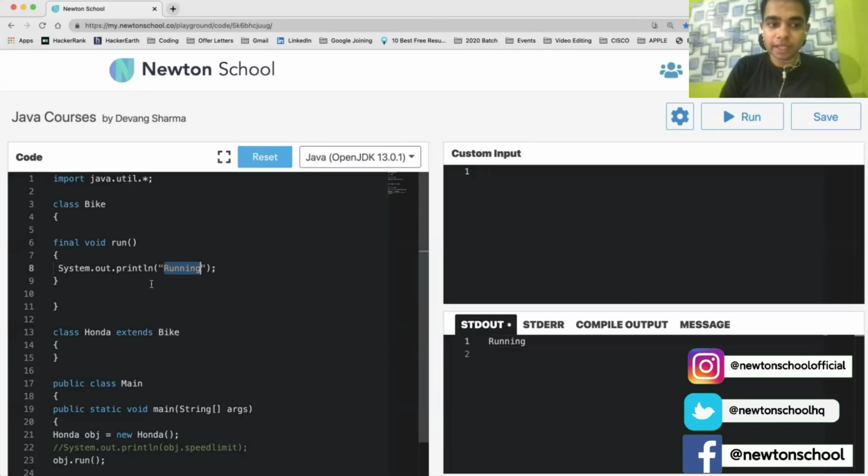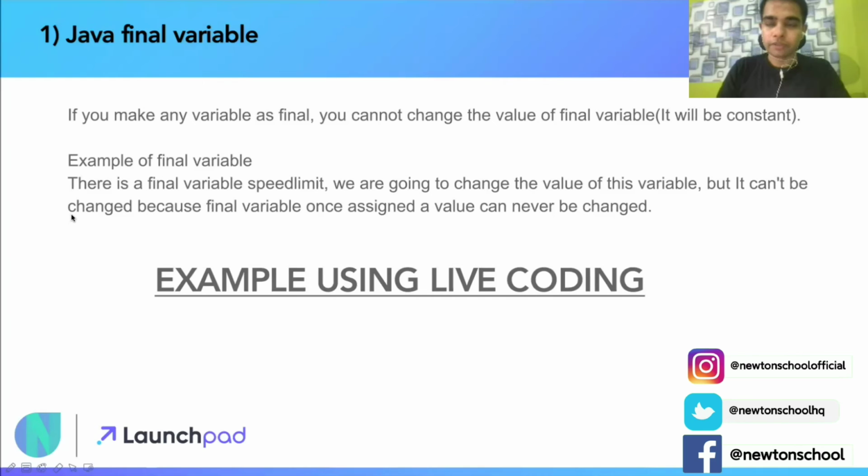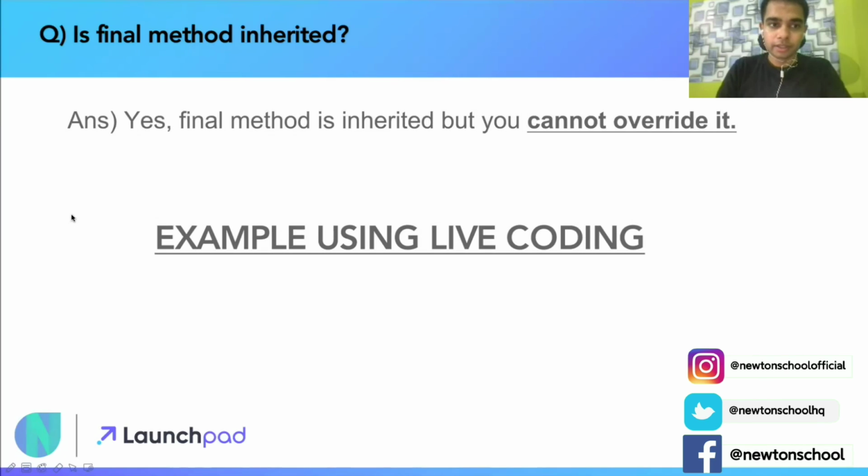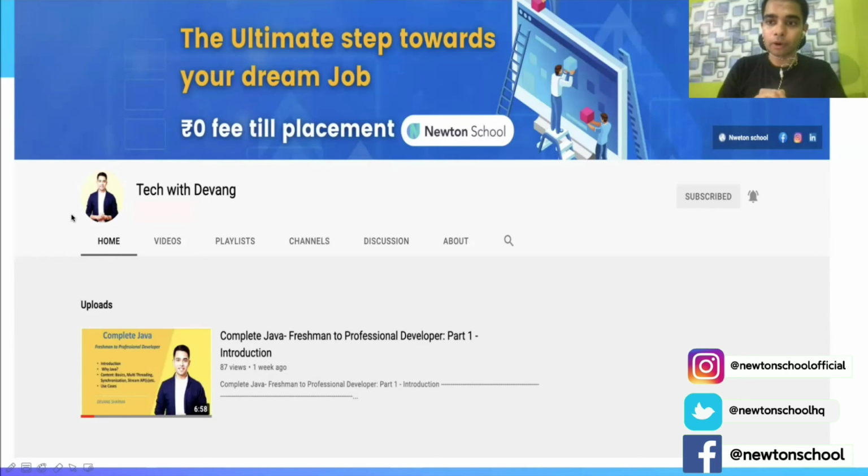So you see, it can be extended. Java methods can be extended, can be inherited. As a matter of fact, final methods are inherited, but they cannot be overridden. So in this video, we have seen the example of Java final variable, Java final method, Java final class, and that a final method can be inherited, but you cannot override it. Hope you understand the importance of the final keyword in Java and where it is used.